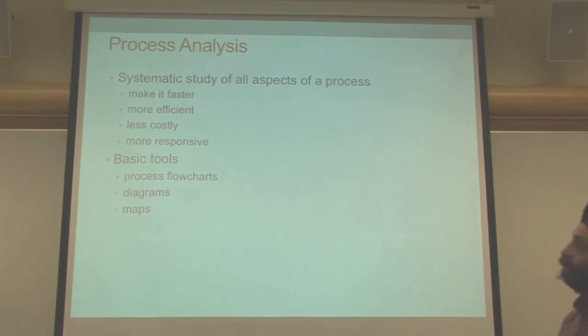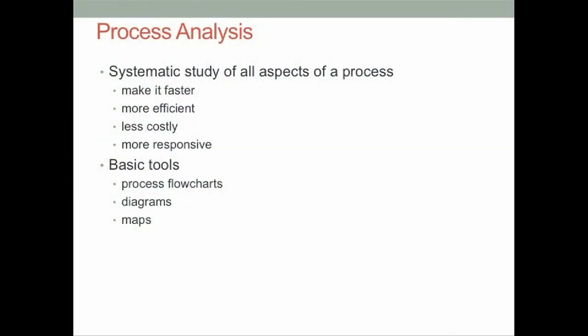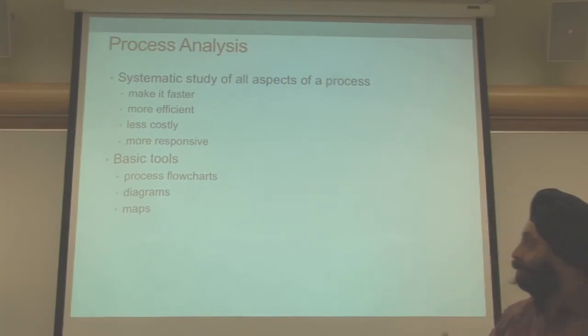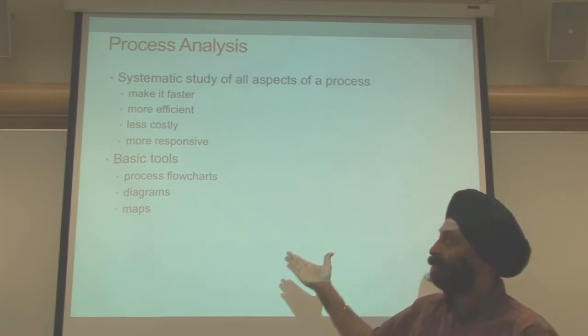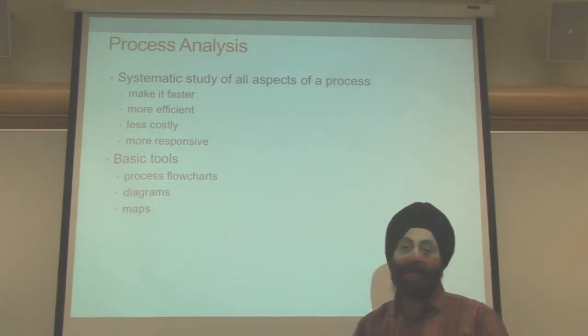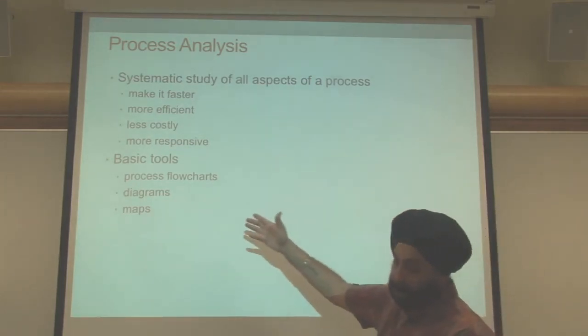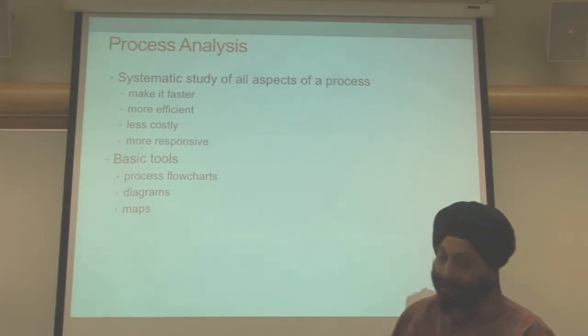Process analysis is a systematic study of all aspects of the process. This is where we try to see how one can work on the process, as we mentioned in the very first slide: how can we make it faster? How can we make it more efficient, less costly, more responsive? So over here, these are the tools for process improvement, after analyzing the process, for how we can improve it. Process flowcharts, diagrams, and maps are used in this case.